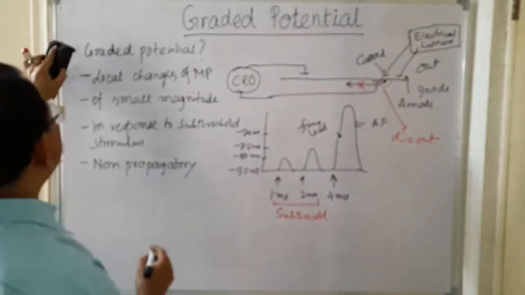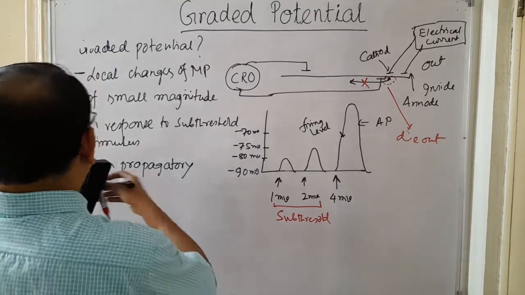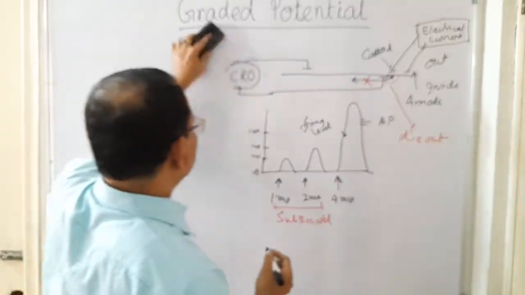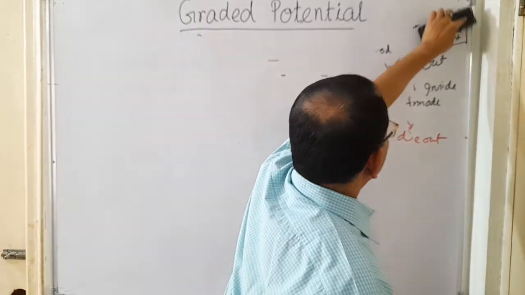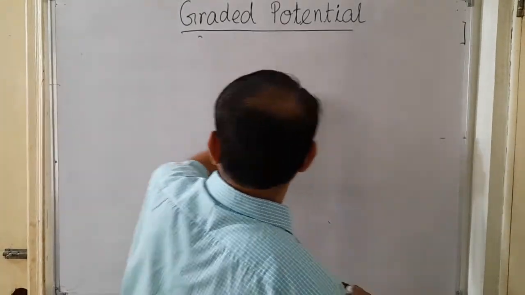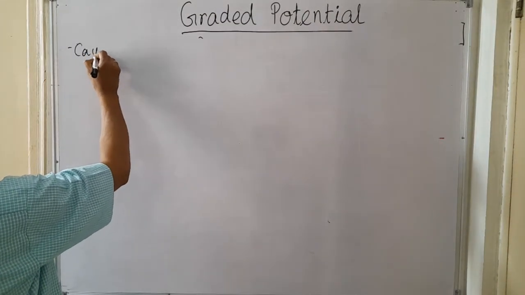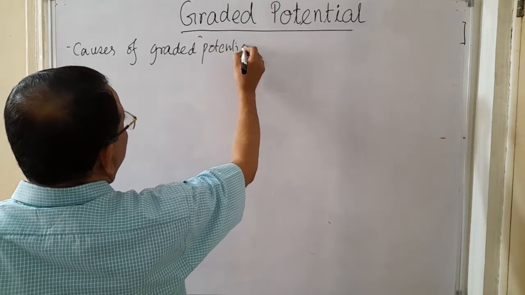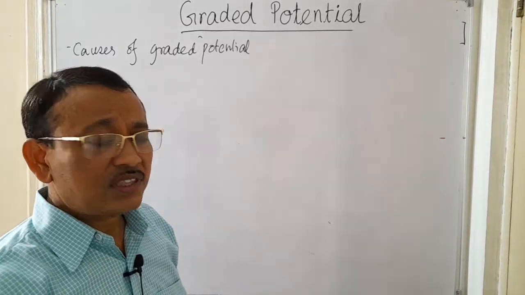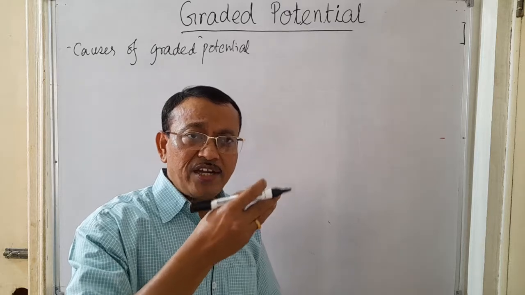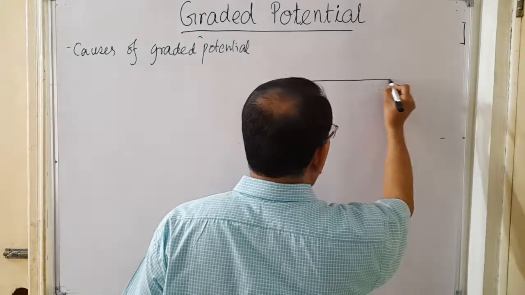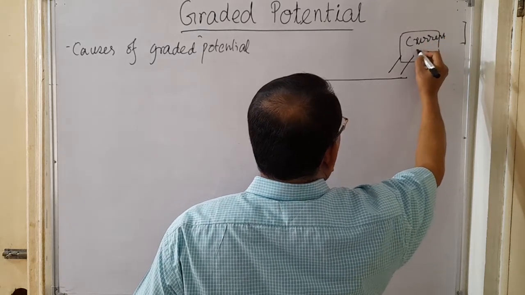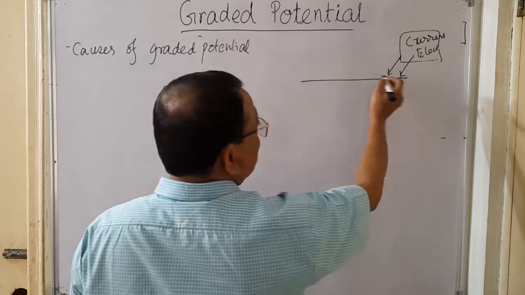Now, what are the causes of the graded potential? What are the reasons for this change? Let us see now what are the causes of change of this membrane potential. The reason of the graded potential is either entry of the sodium ion from outside to inside. So suppose this is the cell membrane, as I told, an electrode with the electrical current source is connected and stimulus is applied.